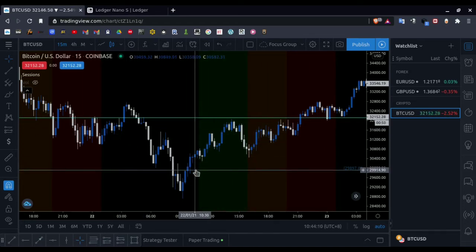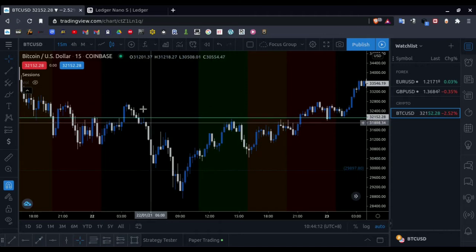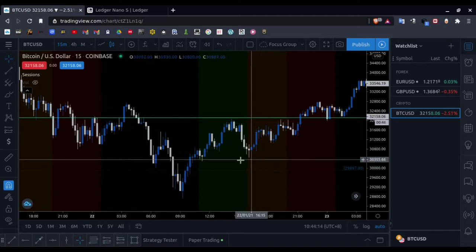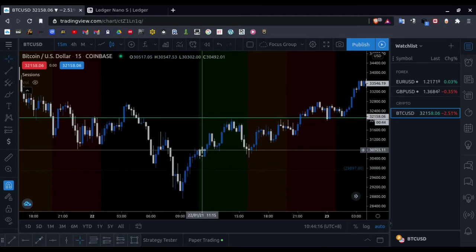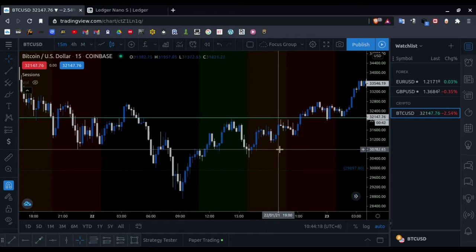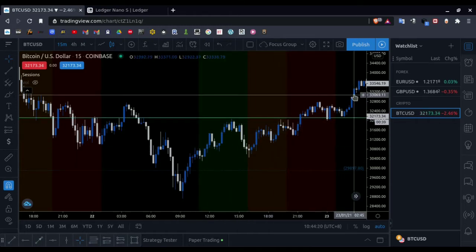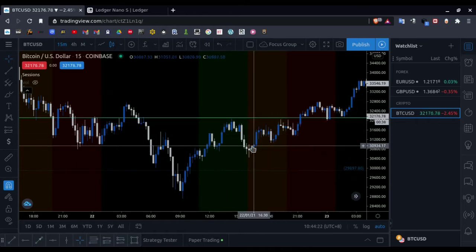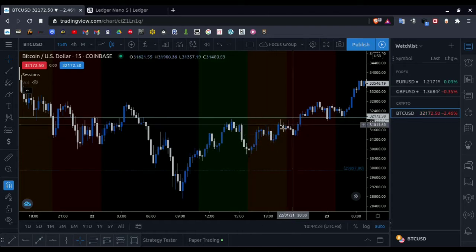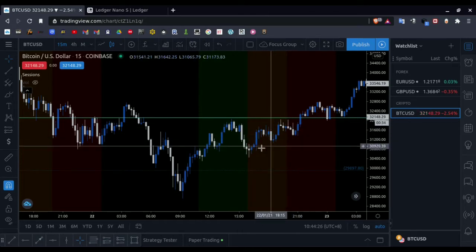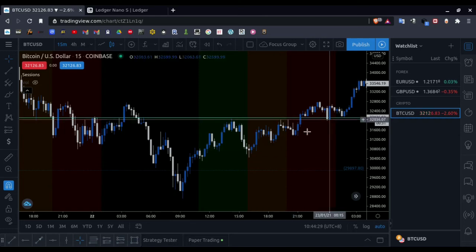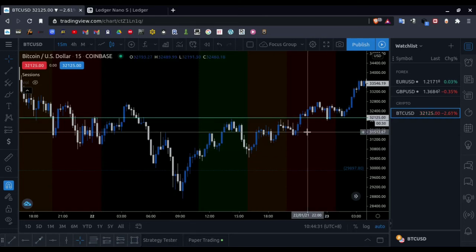If you're an Asian-based trader, you know to be more active during this period over here. If you're a London-based trader, you know to be more active during this period over here. And if you're a US session-based trader, this is where you will definitely want to be a lot more active with your trades. Now let's give an example of how this session indicator will help you with trades on a chart.